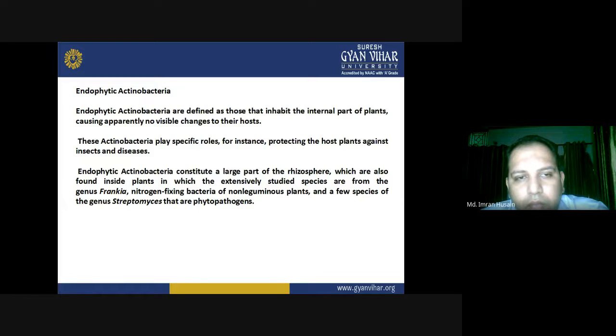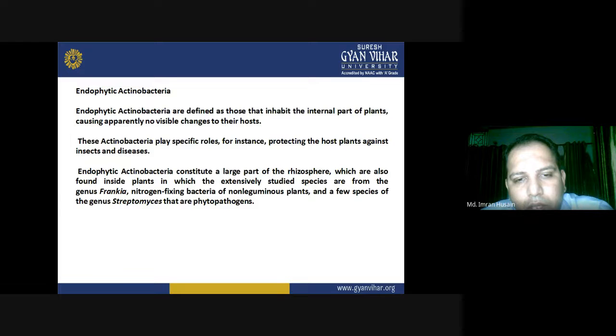Endophytic actinobacteria. Endophytic actinobacteria are defined as those that inhabit the internal parts of the plant, causing apparently no visible changes to their host. These actinobacteria play significant specific roles, for instance, protecting the host plant against insects and diseases.